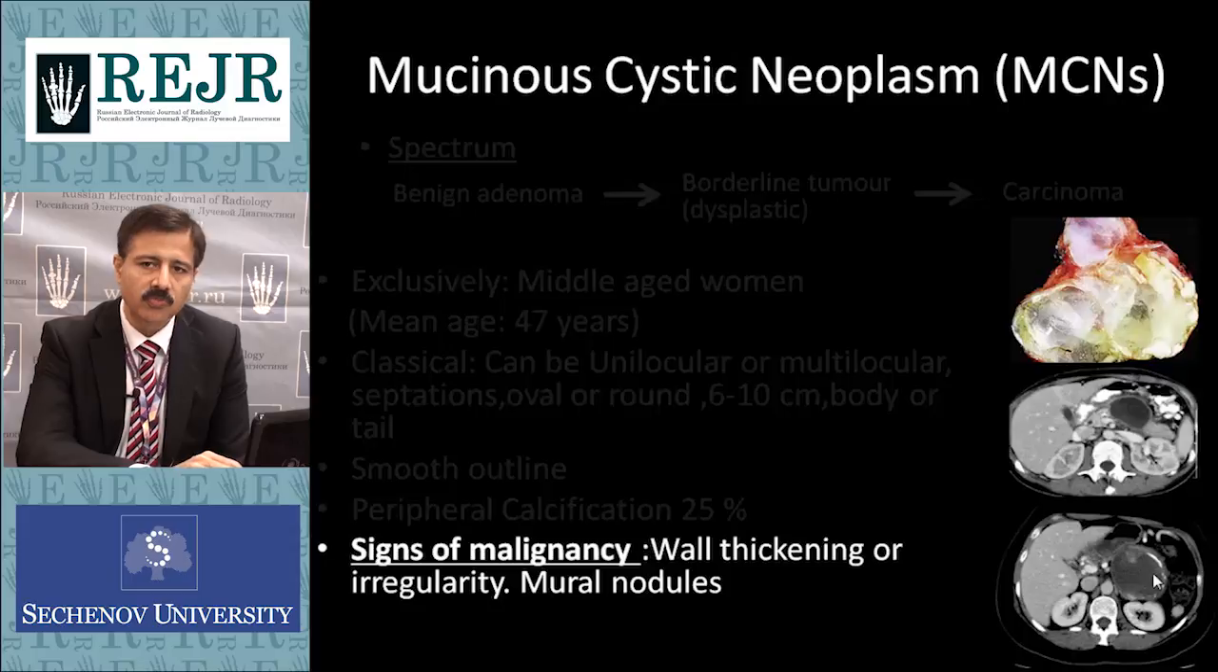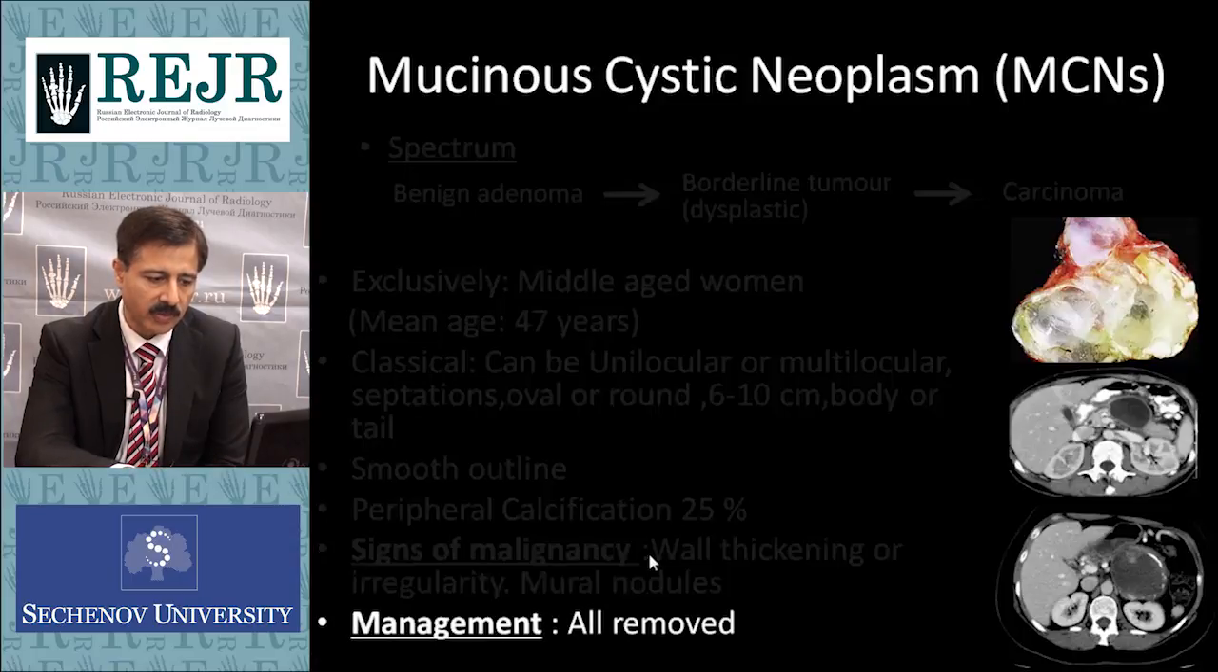What are the signs of malignancy? Well, there can be wall thickening, or wall irregularity, or mural nodules. These are the signs of malignancy. And what is the management? All of them are removed.